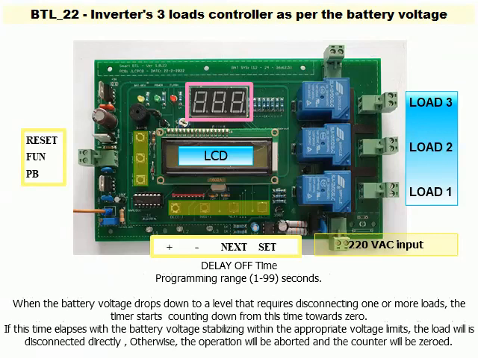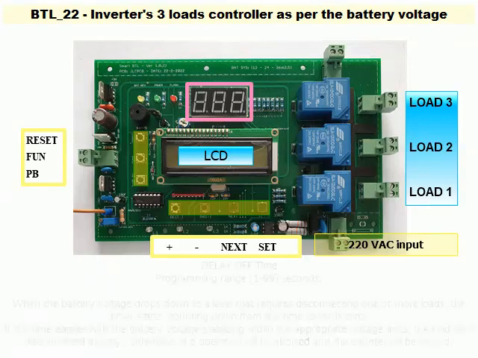Delay off time. Programming range, 1 to 99 seconds. When the battery voltage drops to a level that requires disconnecting 1 or more loads, the timer starts counting down from this time towards 0. If this time elapses with the battery voltage stabilizing within the appropriate voltage limits, the load is disconnected directly, otherwise, the operation will be aborted and the counter will be zeroed.